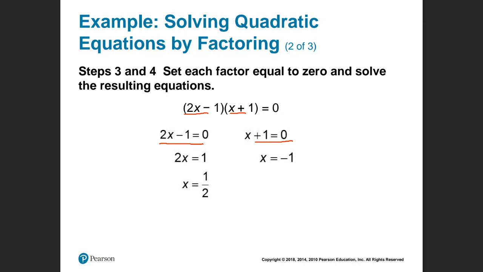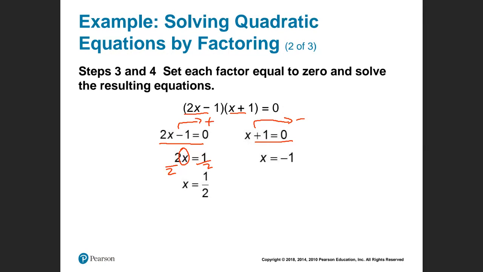So move negative 1 to the right side, and it becomes positive. So 2x equals 1. Our goal is to find x, so we divide by 2 on both sides. So the answer is x equals a half. Now the next one: plus 1 moves to the right side and becomes negative, so x equals negative 1. So the answer is x equals a half, x equals negative 1.